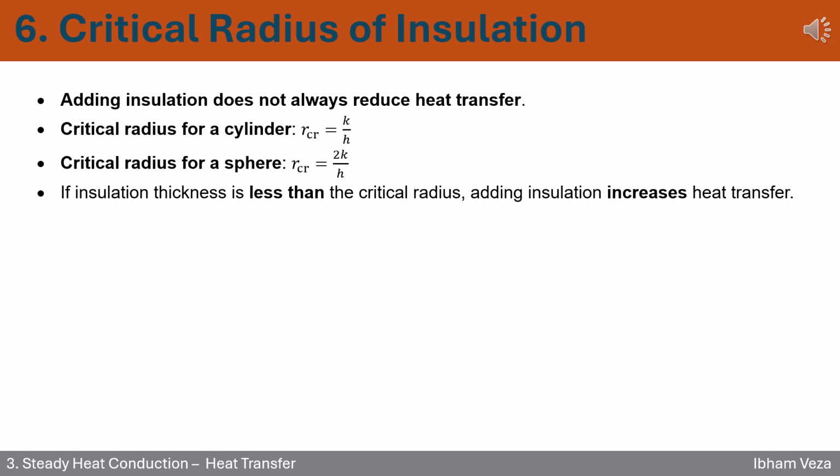If your insulation is below the critical radius, heat loss increases instead of decreasing. For cylinders, it's k over h, and for spheres, it's 2k over h. So before you add insulation, check the critical radius. It helps you avoid making the problem worse.